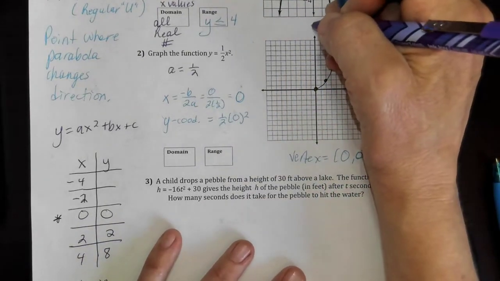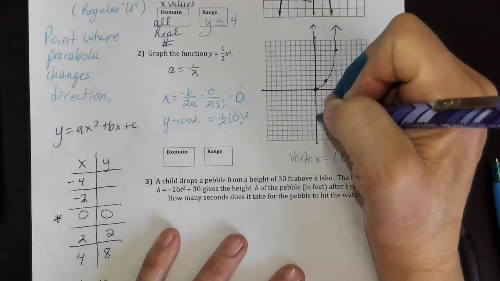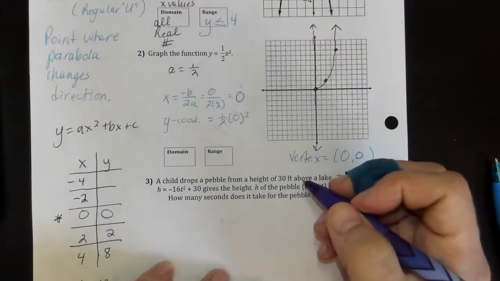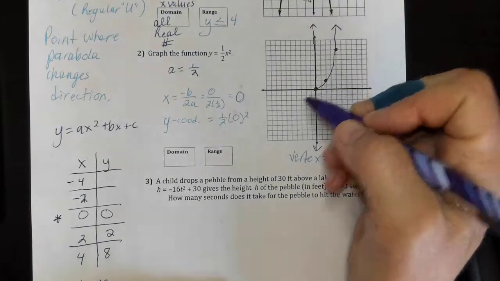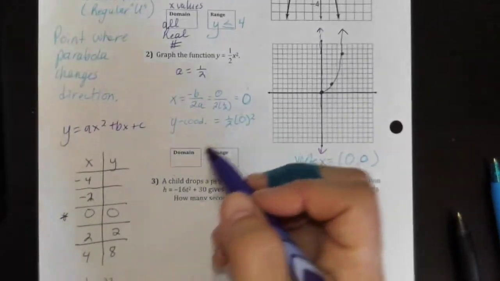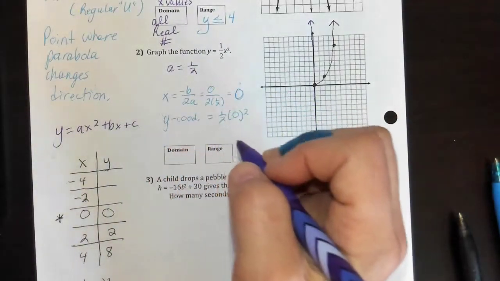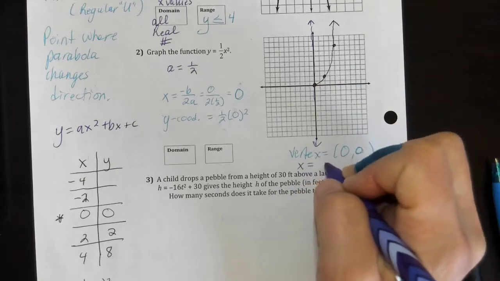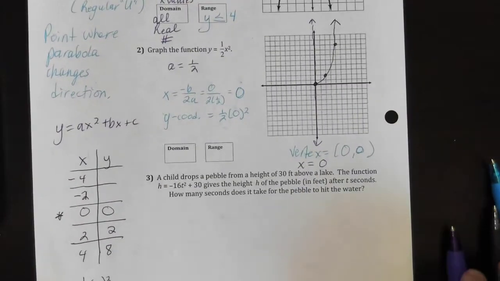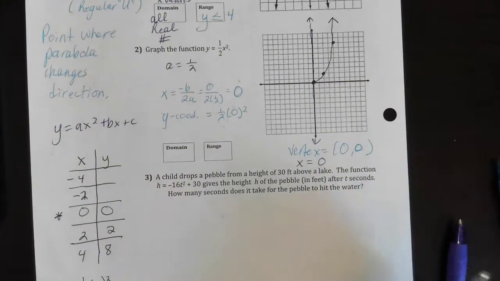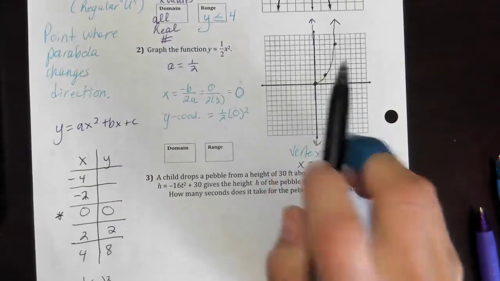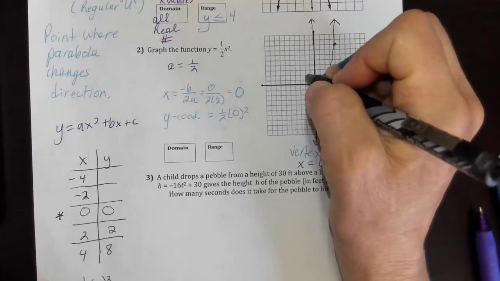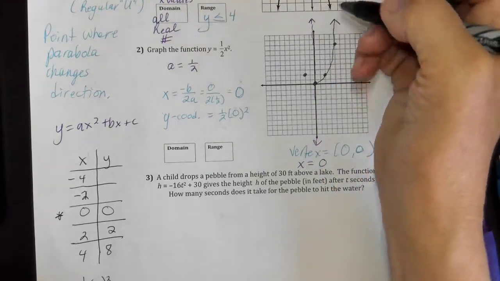Okay, now I am going to draw my line of symmetry. What is my line of symmetry here? My line of symmetry is the x coordinate of the vertex. So my line of symmetry is going to be 0, which is kind of nice because now I can use symmetry and say, all right, this point is 2 to the right of the y-axis. I can go 2 to the left, and that should be my other point.